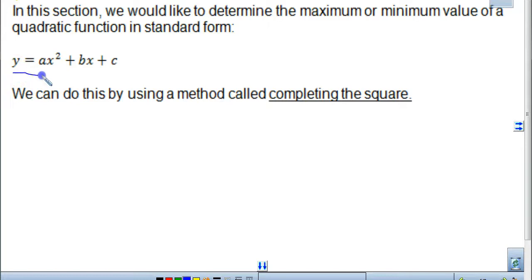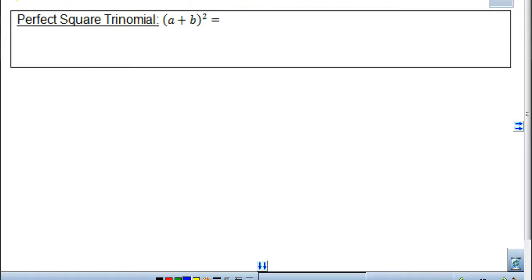So let's say, for example, we have the standard form equation. We would like to put that now into the vertex form, and we're going to be doing that using a method called completing the square. Now, before we talk about how to complete the square, we should review what a perfect square trinomial is.